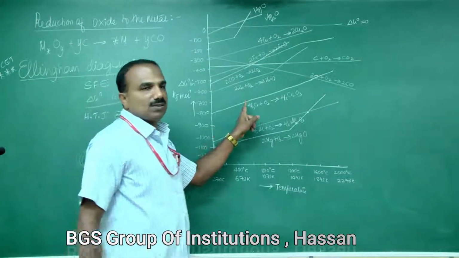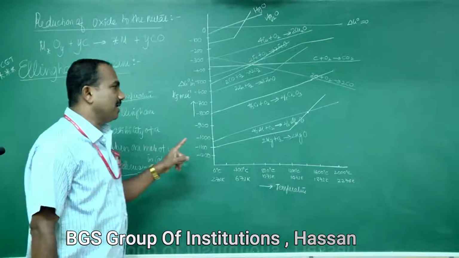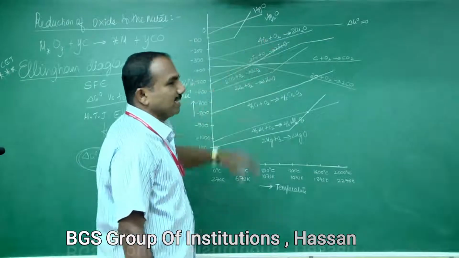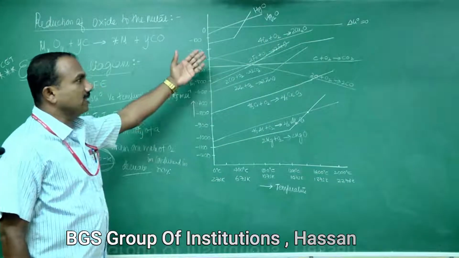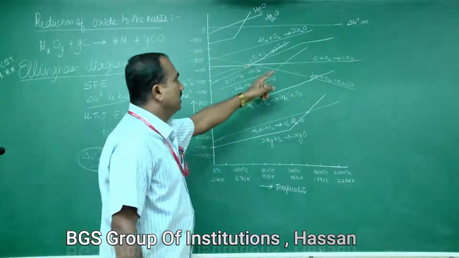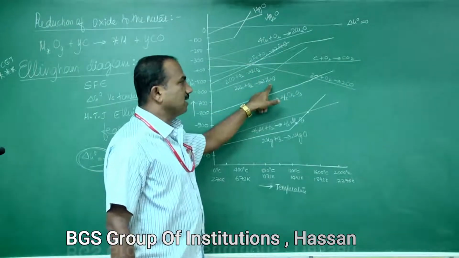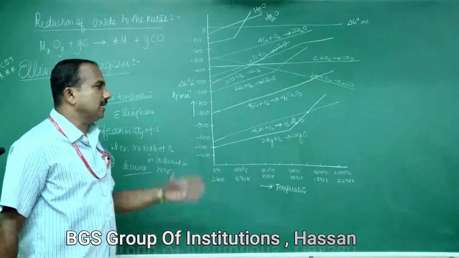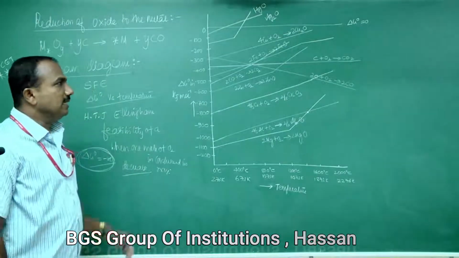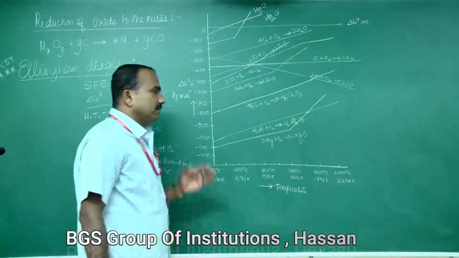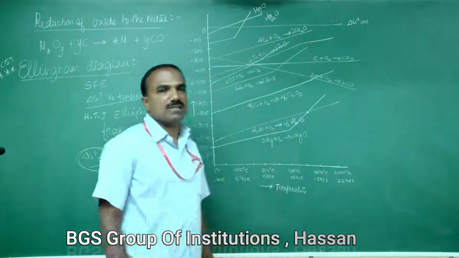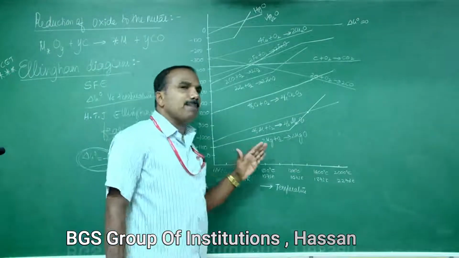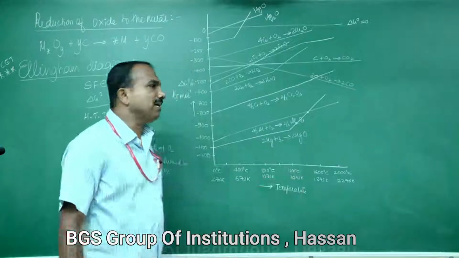So, this is the graph. We have plotted the Ellingham diagram for the formation of various metal oxides such as mercuric oxide, silver oxide, cuprous oxide, ferrous oxide, carbon dioxide, zinc oxide, carbon monoxide, chromic oxide, aluminum oxide, magnesium oxide, and also calcium oxide. We use this for the reduction of metal oxides. The choice of a reducing agent for a metal oxide can be made using the Ellingham diagram.